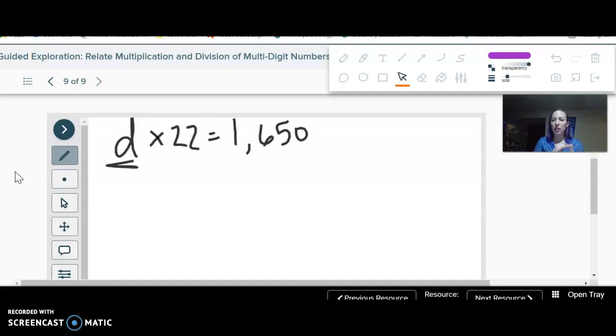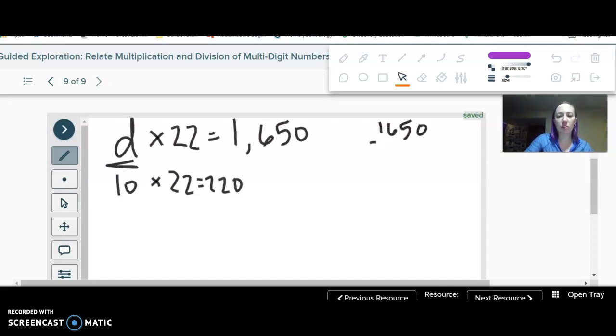So in this case, I don't really want to count by 22s all the way to 1,650 because I'd probably be here a while. But what if we think 10 groups? 10 times 22, and just add that zero, so 220. That's smaller than my answer. If it was too big, it wouldn't work. But let's try 10 groups of 22. That gets me 220. I'm going to go over here and start some subtraction.